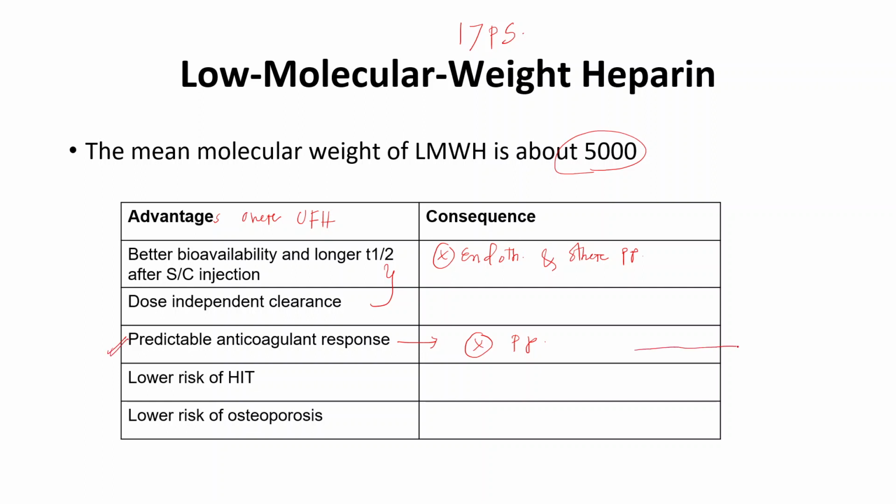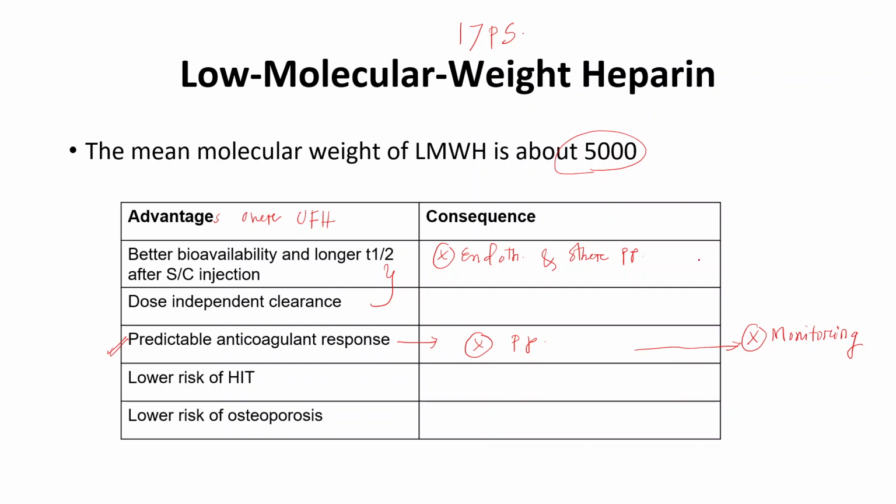And what is the consequence of this? This is the mechanism, and what is the consequence? We don't need any monitoring. In case of unfractionated heparin, we use monitoring because the response is unpredictable. So that's why we have to look at the PTT and change the dosing accordingly. But in this case, because the response is predictable, we do not do the monitoring.